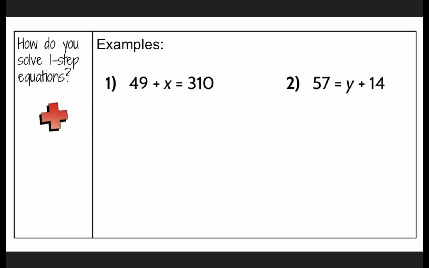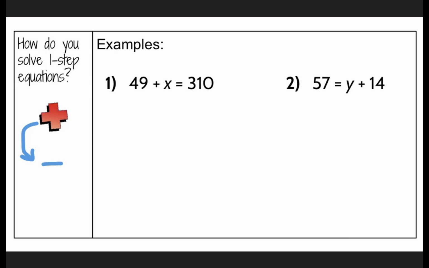Pause the video and write down example 1 and 2 in your notes. On the left-hand side, our question is, how do I solve one-step equations? These two equations in front of you are addition equations. So what are we going to have to use to solve them? Well, what will undo addition? What's the inverse of adding? You got it. Subtracting. So we need to use adding's inverse, which is subtraction.